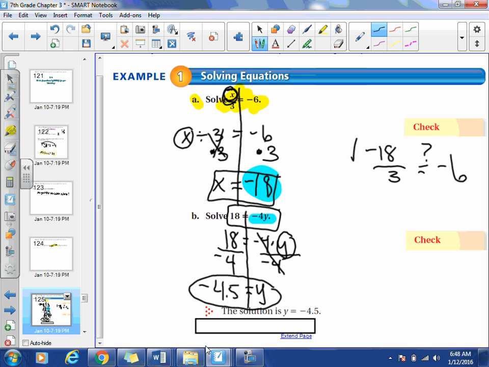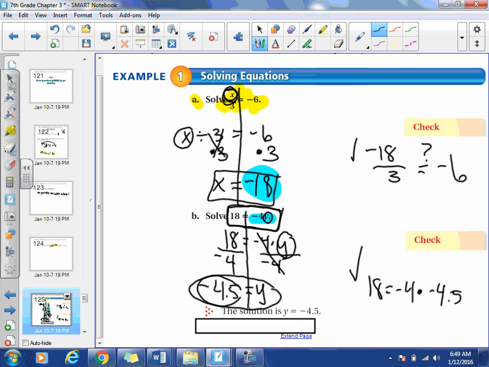Is my variable alone? Yes. All right, so that's telling me that for this equation to work, y would have to be negative 4.5. We're going to check our answer. So we're going to go back to our original equation. And instead of writing negative 4 times y, we're going to write negative 4 times negative 4.5.